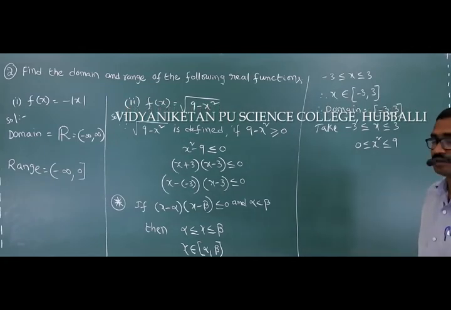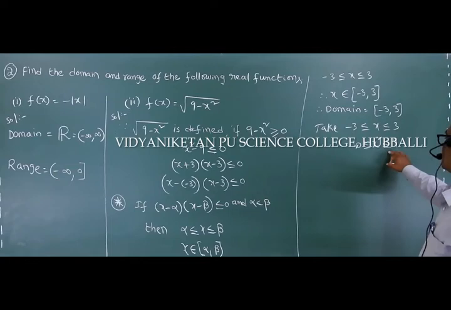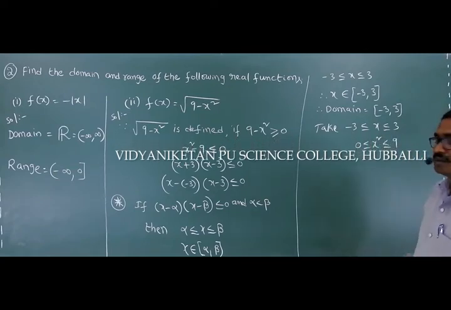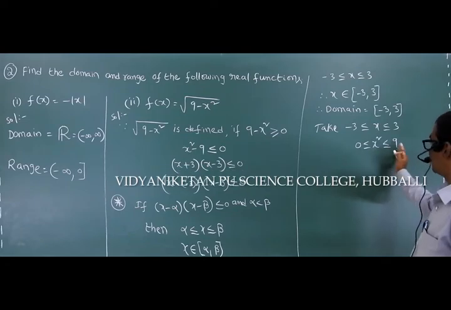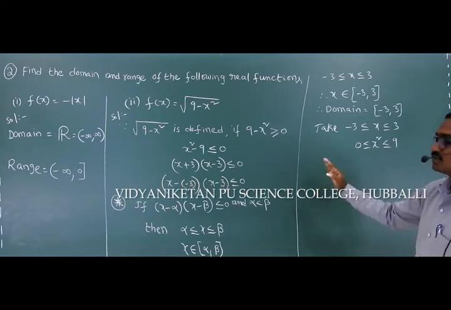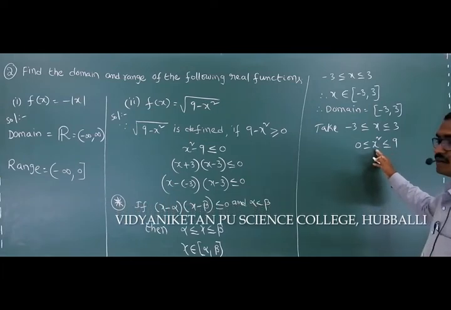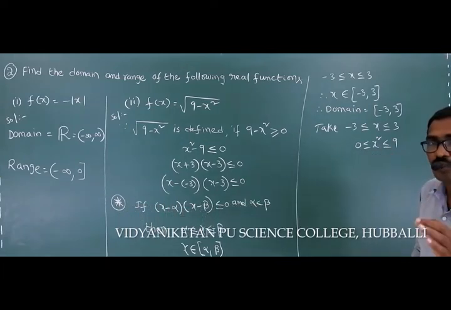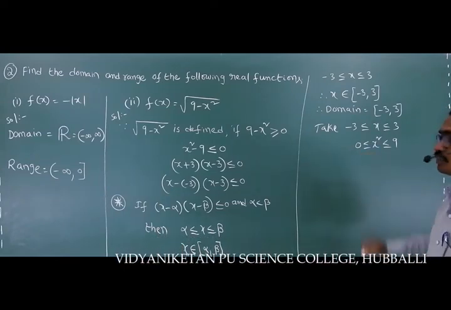Don't get confused. If we square both sides, x square is less than or equal to 3 square, which is 9. So the values of x square should be less than or equal to 9 only. So 0 less than or equal to x square less than or equal to 9. And one more point, the minimum value of x square is 0, because x square is positive. That's why 0 is written here.